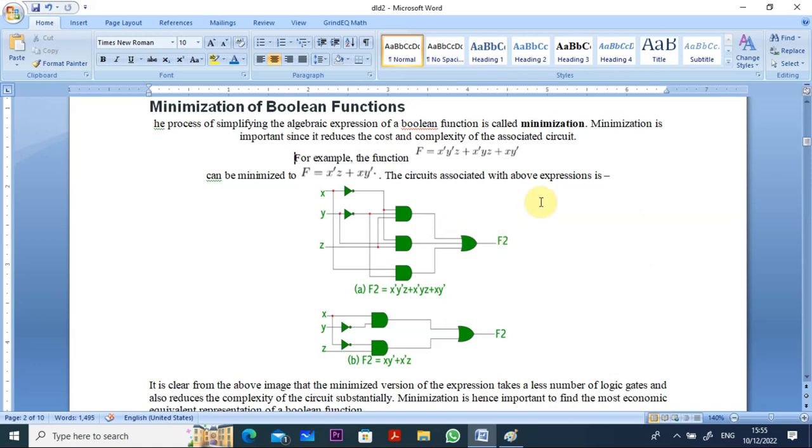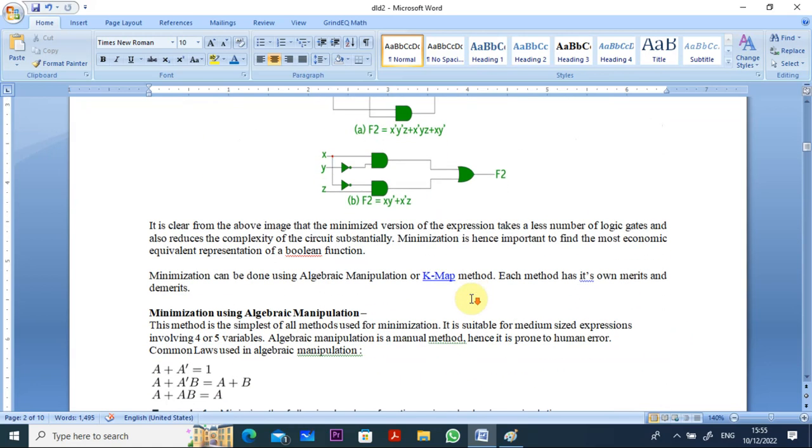You got it now? Now, while minimizing these Boolean functions, the same thing is done as x into complement of y plus complement of x into z. If you see the first circuit, we are using at least 3, 4, 5, 6 gates, but here the number of gates is reduced: 1, 2, 3, 4. So we are able to reduce it. This is the minimization of Boolean functions that we can do here.